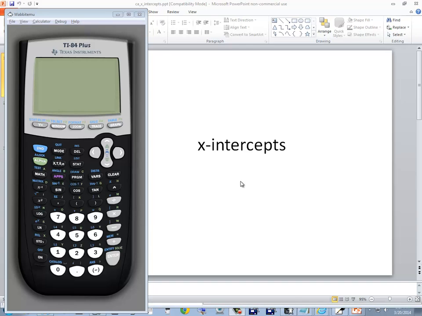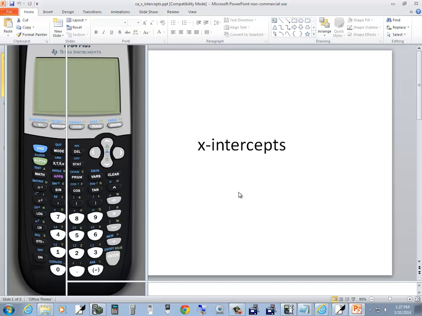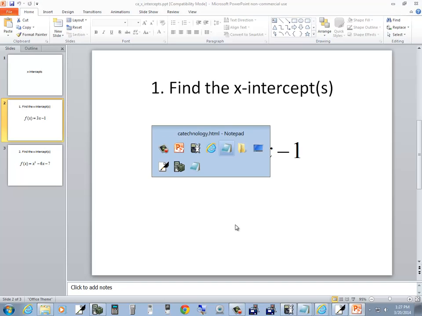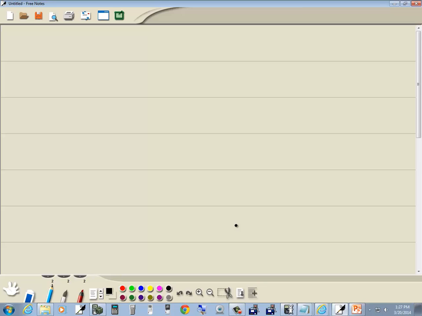Let's take a look at finding x-intercepts on a TI-84 plus calculator. First one we'll take a look at is this one. This is a linear. We've got f of x is equal to 3x minus 1. Remember, f of x is the same as y, so we've got y is equal to 3x minus 1.